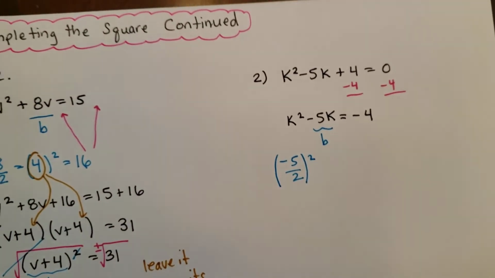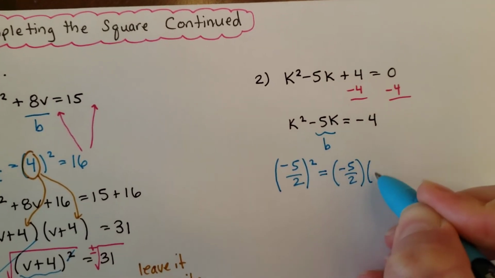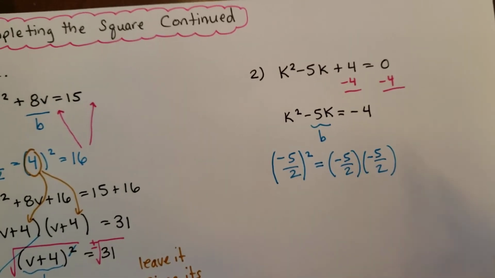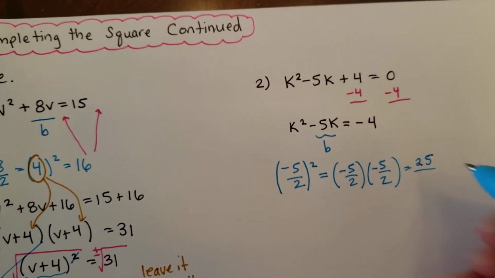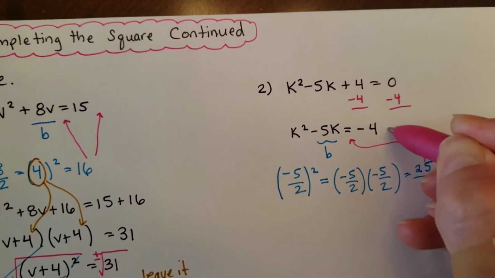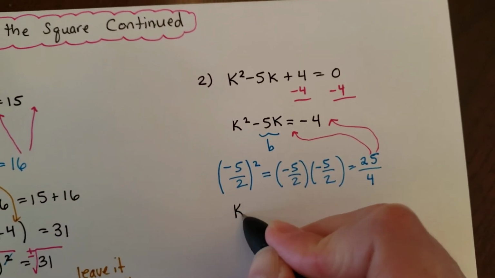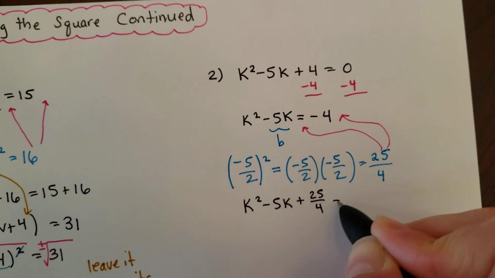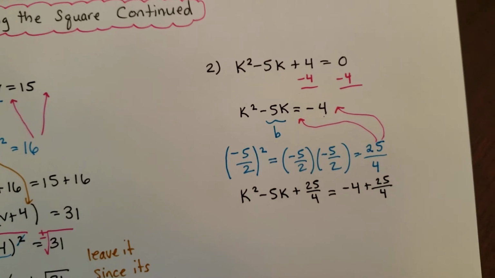You'll have a couple of these on homework as well. When you don't have an even number, you're just going to leave it as a fraction and then go straight to the next step, which is squaring it. So a negative 5 and a negative 5 is a positive 25, and a positive 2 and a positive 2 is a 4. This horrible fraction, I know we don't like fractions, but don't make it a decimal, will go to the back of both the equations like we did before. So you will end up having k squared minus 5k plus 25 over 4 equals negative 4 plus the same 25 over 4.